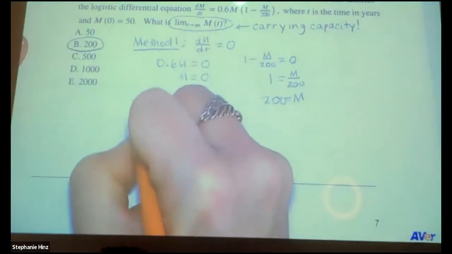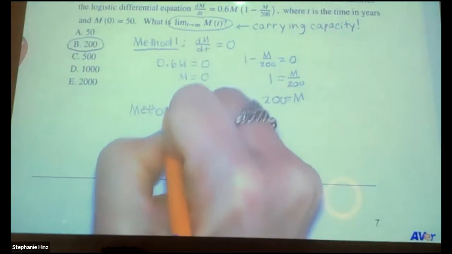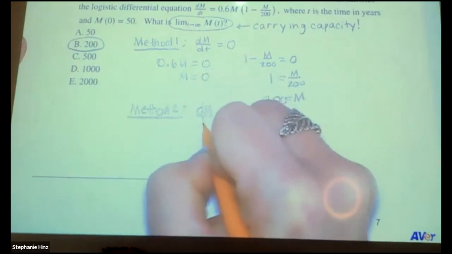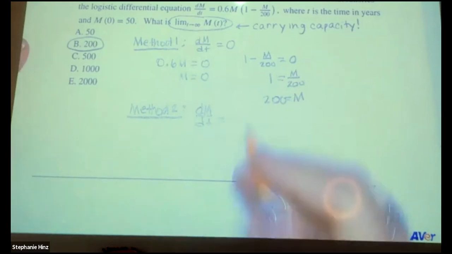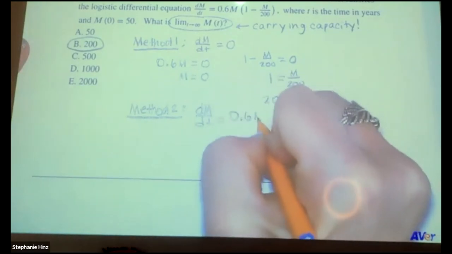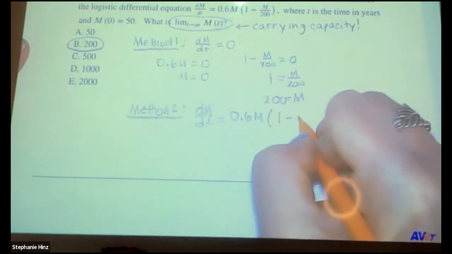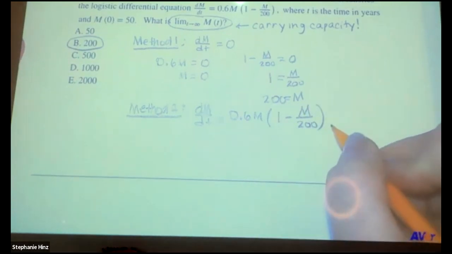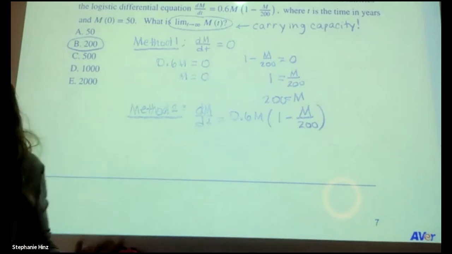The other one, they want to make this differential equation, dM/dt equals 0.6 M times 1 minus M over 200. They want to make this look like the model that I gave them. And I think that's a great plan.